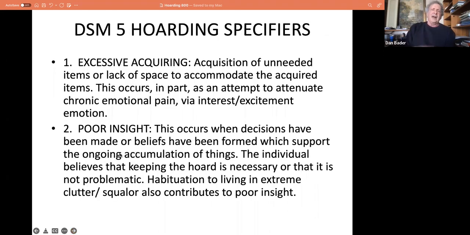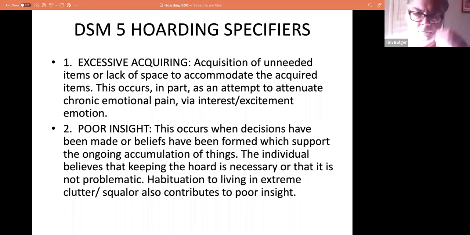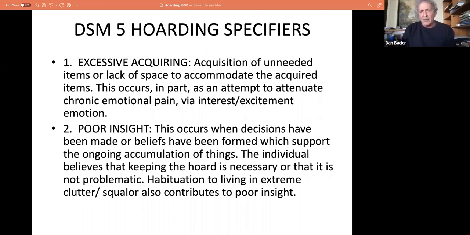Okay, and then we have the hoarding specifiers. Most hoarders are probably going to have both of these. Number one is excessive acquiring. Acquisition of unneeded items or lack of space to accommodate the acquired items. This occurs in part as an attempt to attenuate chronic emotional pain via interest, excitement, emotion. And I'm going to discuss that emotion in some detail.